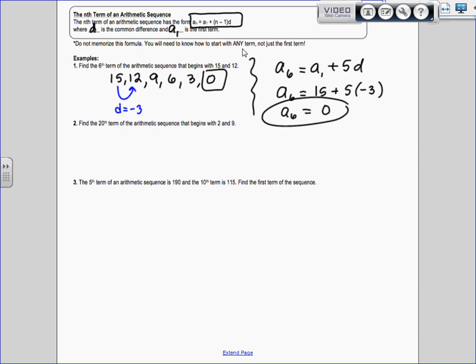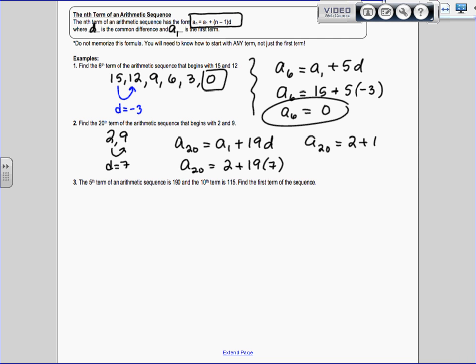All right, so the next one says find the 20th term of the arithmetic sequence that begins with 2 and 9. So if I have 2 and 9, each time I'm adding 7, so my D is 7. So if I want the 20th term, I'm going to start with my first term. And how many swoops do I add on? 19 of the D's, of the common differences. So my 20th term ends up being 2 plus 19 times 7. 19 times 7 is 133, I believe? 2 plus 133, so I get 135. So the 20th term is 135.